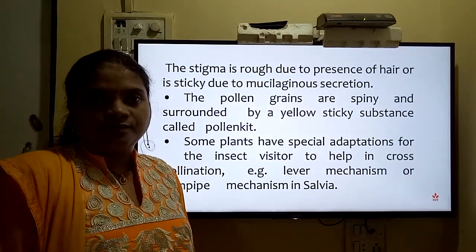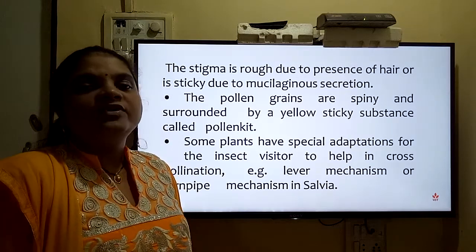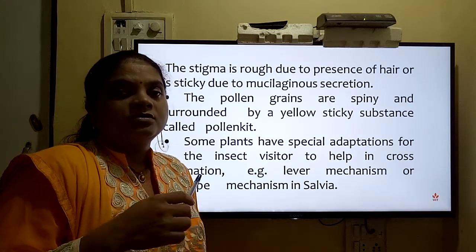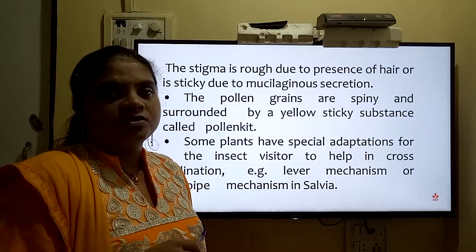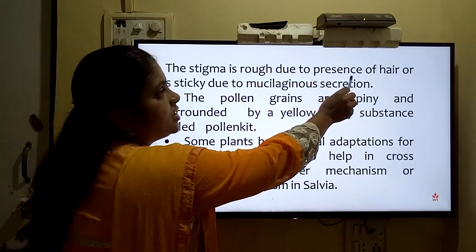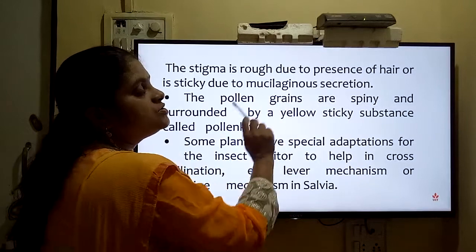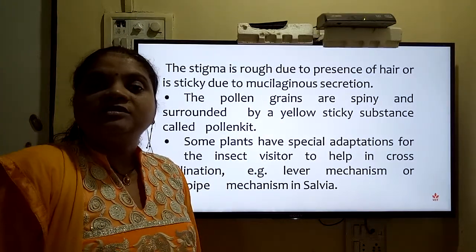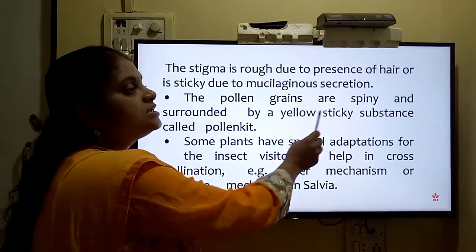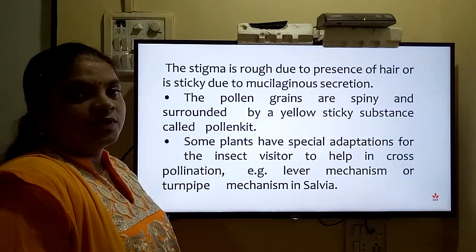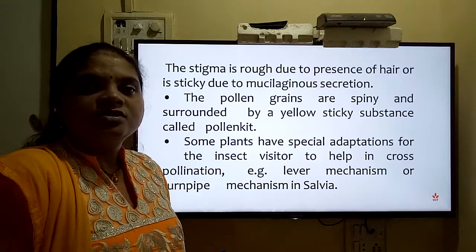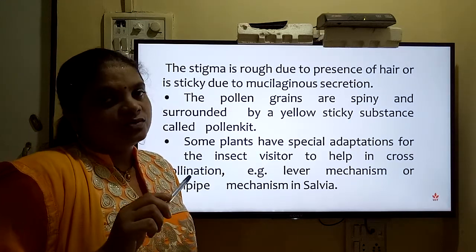The stigma is of two types, either rough or sticky. Rough is due to the presence of hair, and sticky is due to the presence of mucilage. And the pollen grains are spinous, and show a yellowish sticky substance called pollenkitt. So these are the characteristics of the pollen grain. All these are the characteristics of an entomophilous flower.